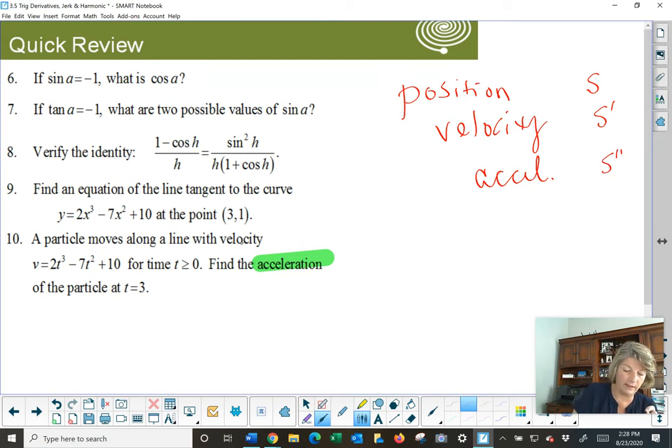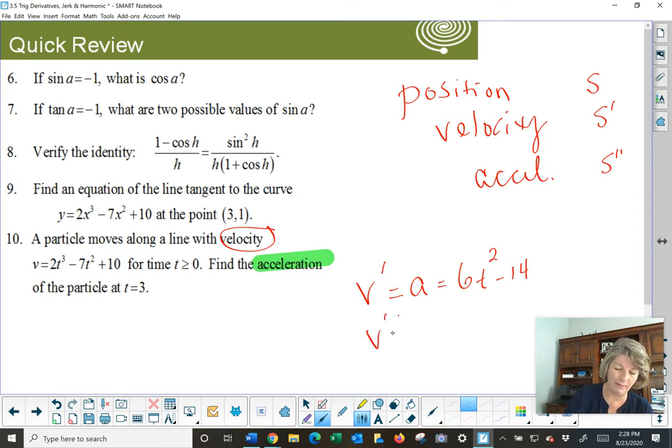So I am starting with velocity, and I have to go to acceleration. That's just a single derivative off of velocity. So I could say v prime is equal to a, which is equal to what? 6t squared minus 14. Oh, it was the same function as before.